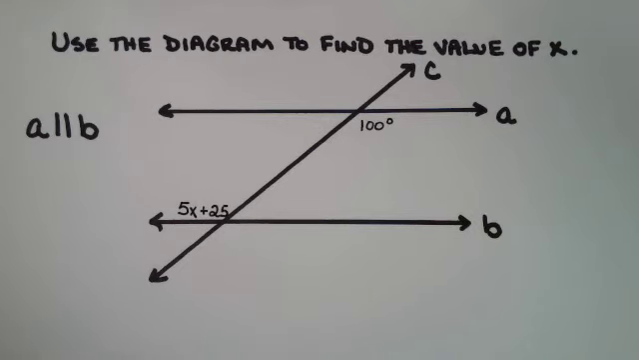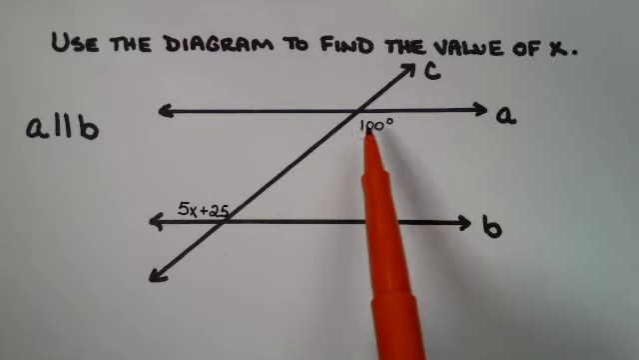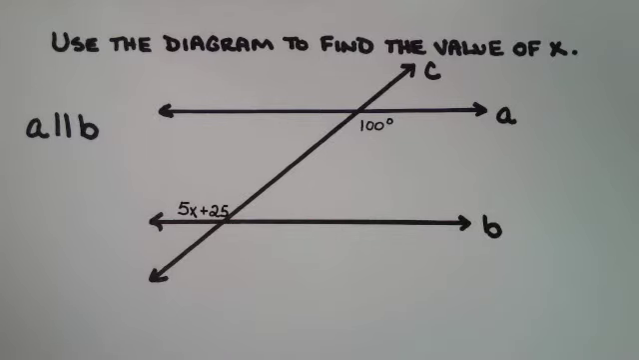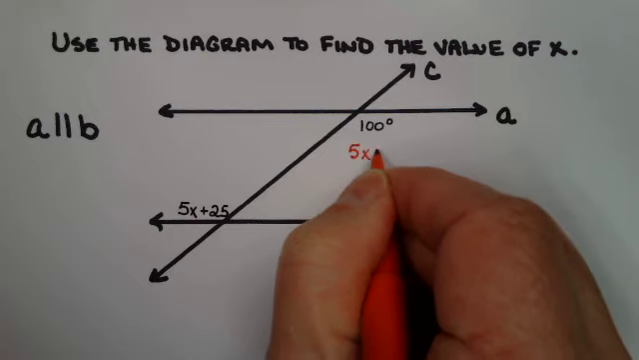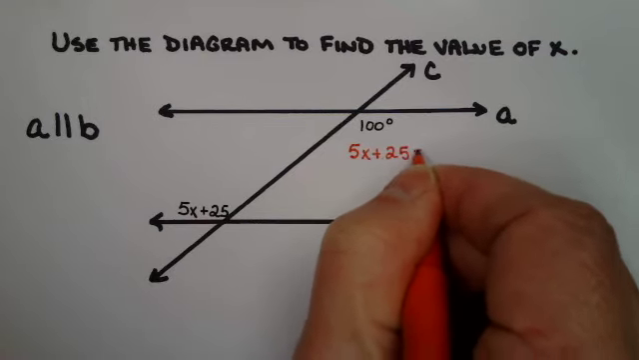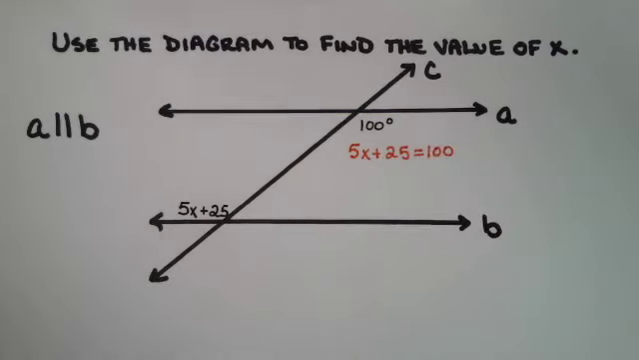First thing I need to do in these type of problems is determine what kind of angles I have here. What type of angles are these? These are alternate interior angles. What's special about alternate interior angles? Alternate interior angles are equal. That's going to help me set up my equation. That means this is equal to this. 5x plus 25 is equal to 100.